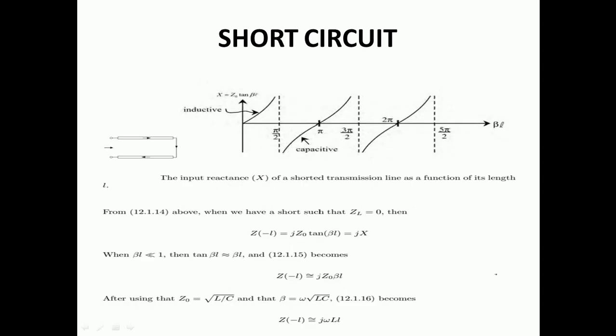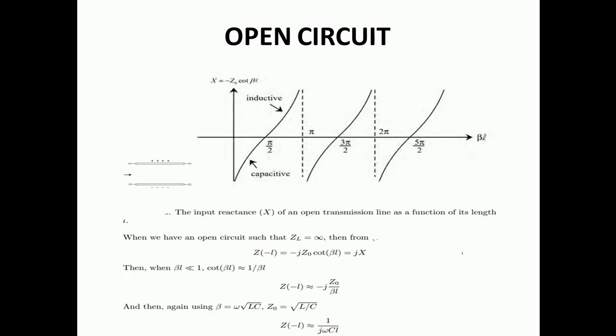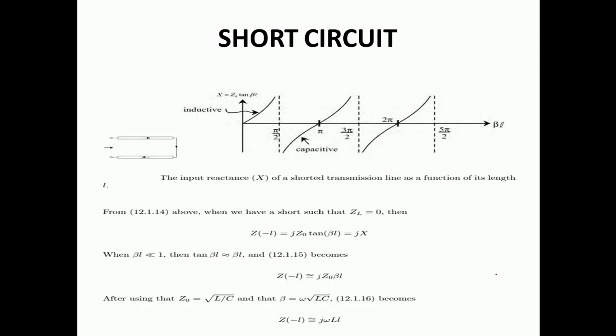Likewise, for a short circuit condition, vice versa exists. We can see this very clearly in the diagram. Again the analysis is with respect to reactance and the transmission line length L. So we have the short circuit defined in terms of the load impedance made equal to 0. As a result, we get Z directly equal to jX, that is, jZ naught tan of beta L. We again make beta L very much less than 1, wherein tan of beta L is approximately equal to beta L. Substituting all the known conditions, Z of minus L becomes j omega L, which means that it is purely inductive.